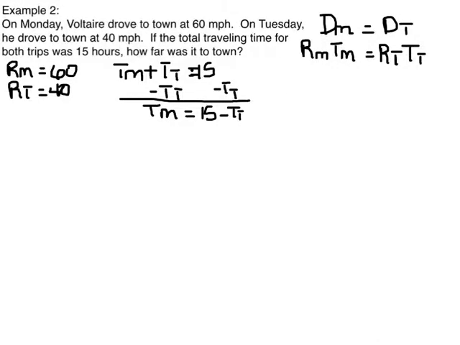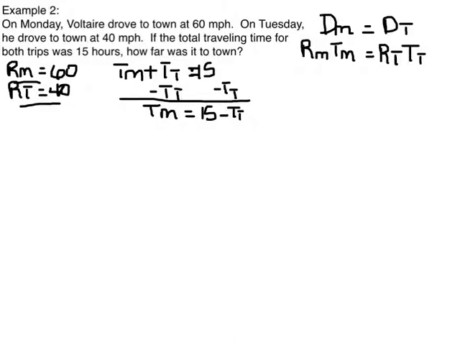Okay, and our last practice problem. On Monday, Voltaire drove to town at 60 miles per hour. On Tuesday, he drove to town at 40 miles per hour. If the total traveling time for both trips was 15 hours, how far was it to town? All right, we know both the rates, and we know something about the time. So Monday's rate was 60. Tuesday's rate was 40.